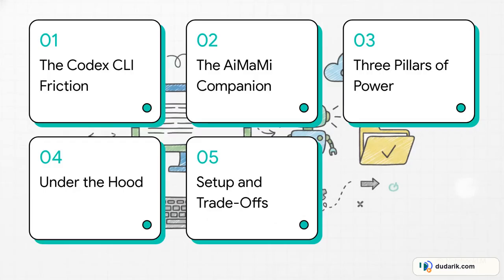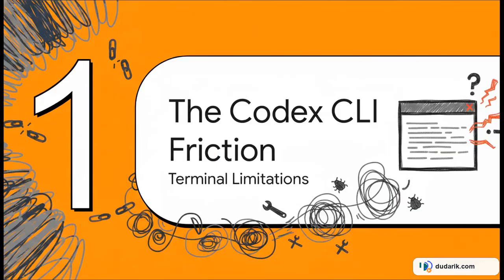Our journey today covers 5 parts. First, the Codex CLI friction. Second, the AiMaMi companion. Third, 3 pillars of power. Fourth, under the hood. And finally, setup and trade-offs. Section 1. The Codex CLI friction, terminal limitations.